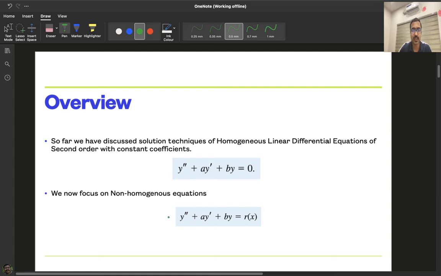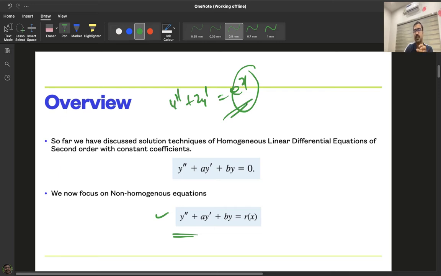Before that, I hope you understand what we mean by a non-homogeneous equation. A non-homogeneous equation is an equation of this form. The essential idea is that it will contain standalone terms involving only x or constants. In a homogeneous equation, every term has the dependent variable or its derivative. There will be no term involving the independent variable alone or constants. But in a non-homogeneous equation, it will contain terms which contain only the independent variable. For example, y double dash plus 2y dash is equal to e raised to x. So there is a term involving the independent variable alone.